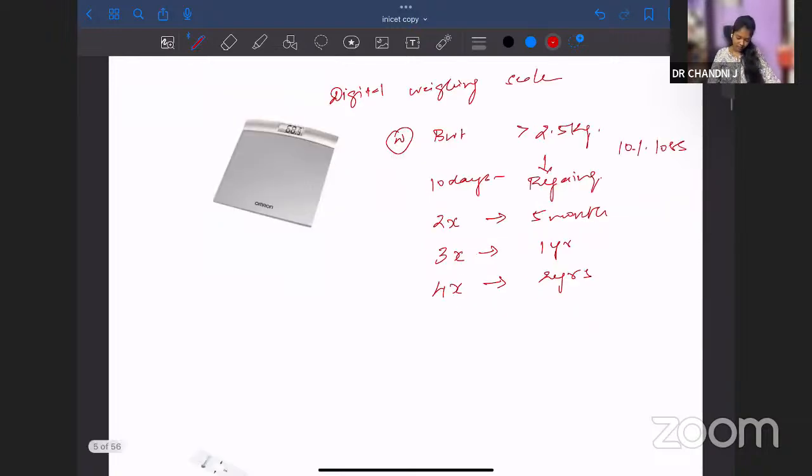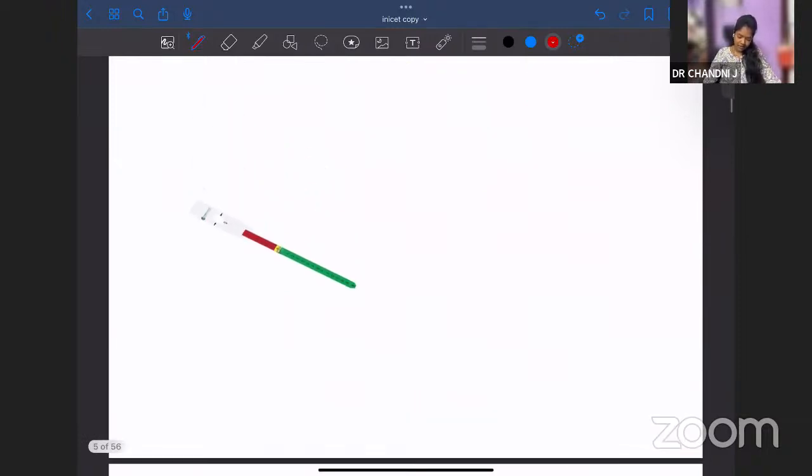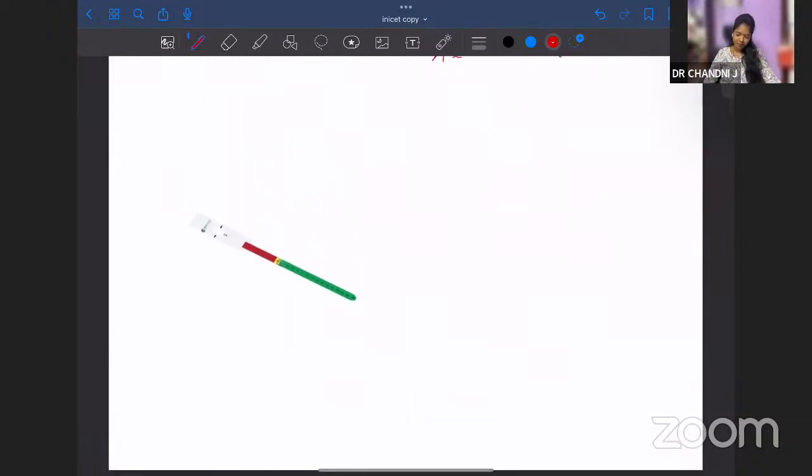Okay. The next parameter. What is this? This was also asked in previous INI-CET. What is this? This is nothing but Schapke's tape. This is called as Schapke's tape. What is the significance of Schapke's tape? This is used to measure what? Midarm circumference. This is used to measure midarm circumference.